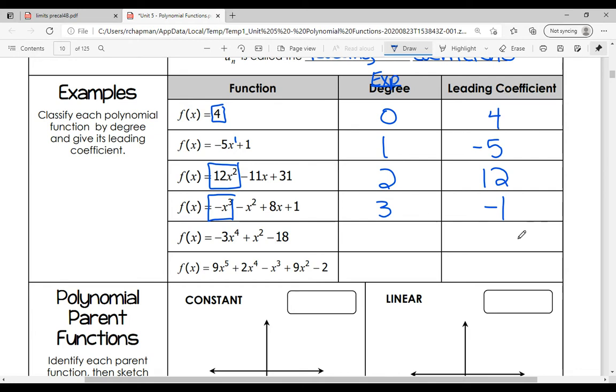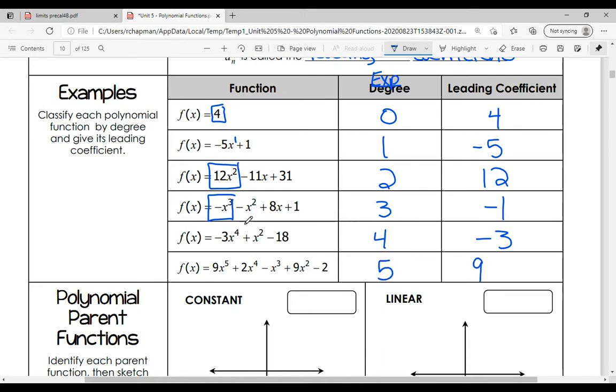Okay, so I want you to fill in the last 4 boxes. All right, so in this one, what's the degree? And the leading number? All right, what are my last 2 answers?